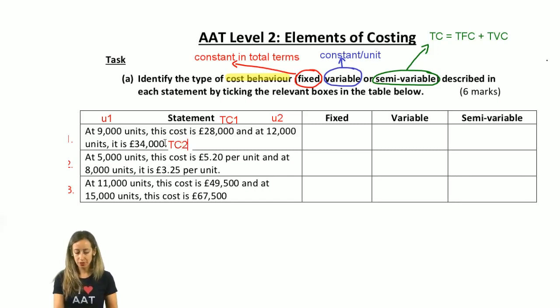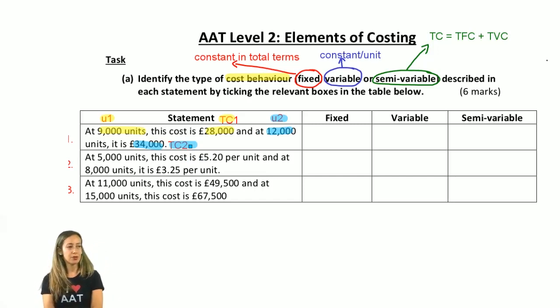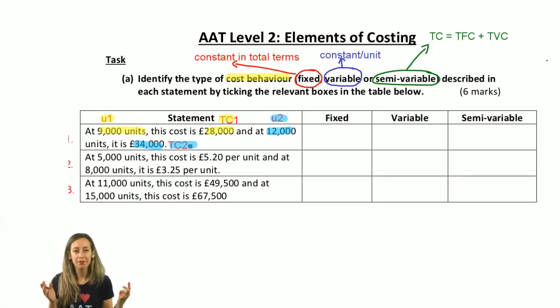Now, since we've got this, I'm going to color code them as well to make it easier for you to see. So this is the first activity level and the first total cost, and this here is the second activity level and the second total cost. When you have that kind of question, always look for the obvious things, all right? Always do the easiest things first, and we've already said that if it's a fixed cost, in total terms it will be constant. If it's variable cost, it will be constant per unit.